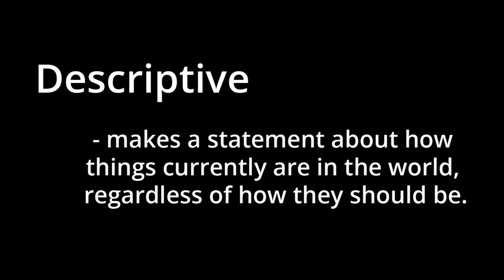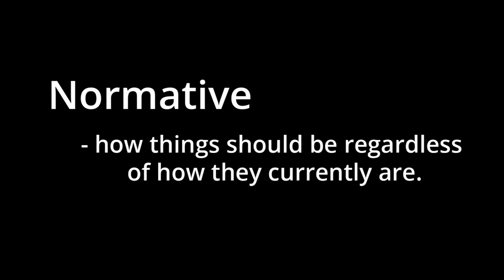Part 2. Before we get into what he actually defined moral relativism as, I think it's important to define a few key terms. Most of the time, when people discuss philosophy or have an argument in general, they tend to make one of two types of claims: normative and descriptive. A descriptive claim would be a claim that makes a statement about how things currently are in the world, regardless of how they should be. It makes sense then that a normative claim is a claim in which you state how things should be, regardless of how they currently are.